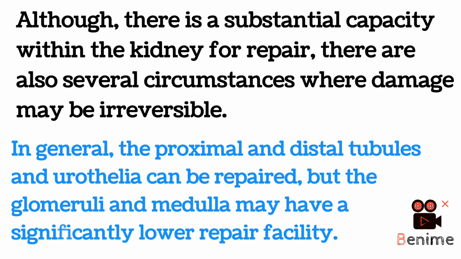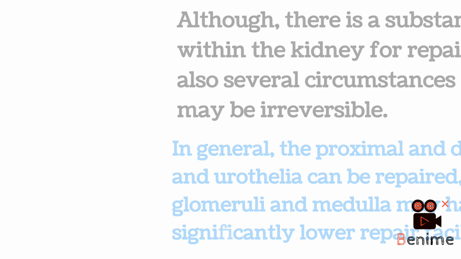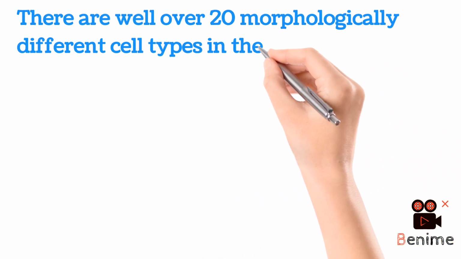So, those structures of the kidney which have lower repair facility are the glomeruli and medulla, but the proximal and distal tubules and urothelia can easily get repaired.